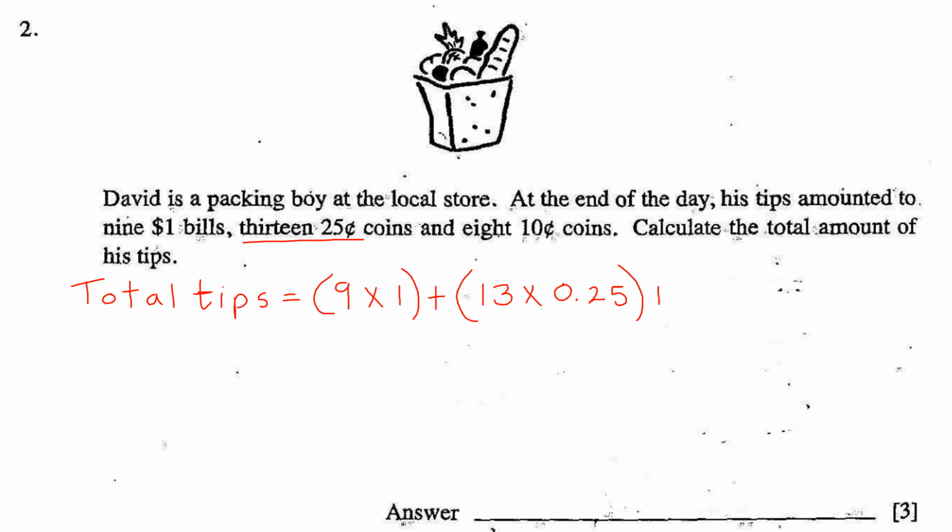Plus, notice that he got 8 10 cent coins. So that's going to be 8 multiplied by 0.10, because that's how we write 10 cents. It's going to be equal to 9 times 1, which is definitely 9. Plus, we have 13 times 0.25. If we multiply 13 times 0.25, that's going to be $3.25. And 8 times 0.10 is going to be 0.8.